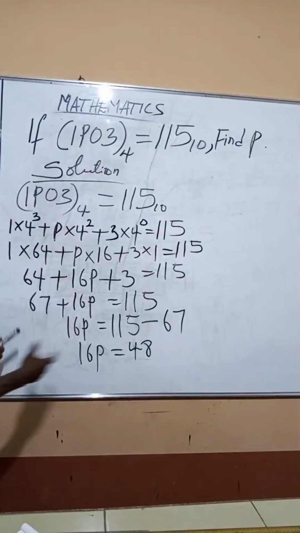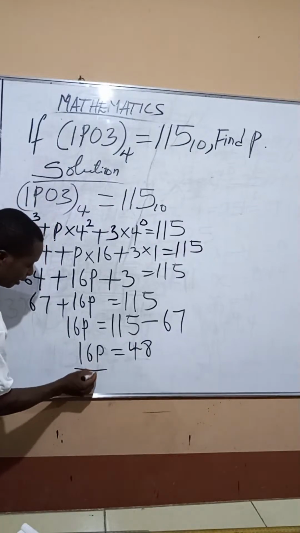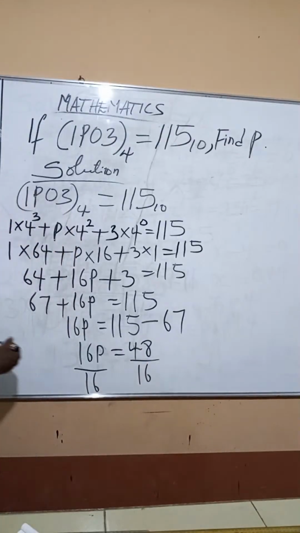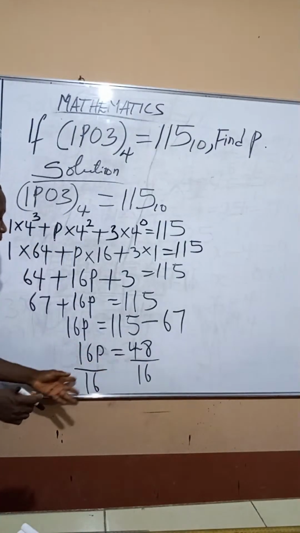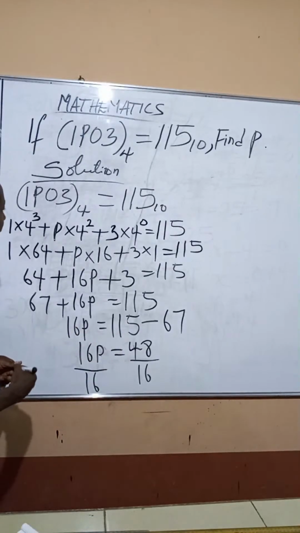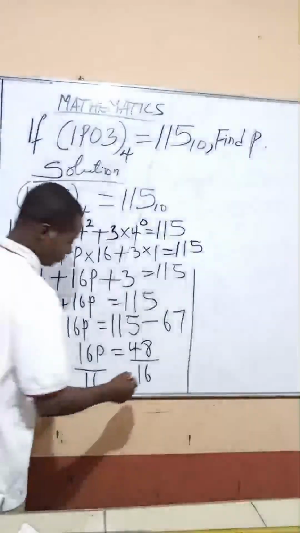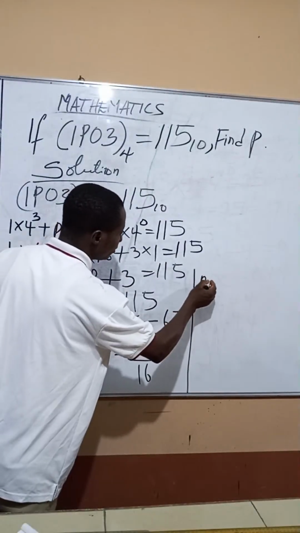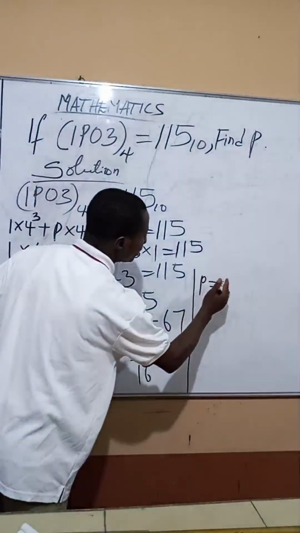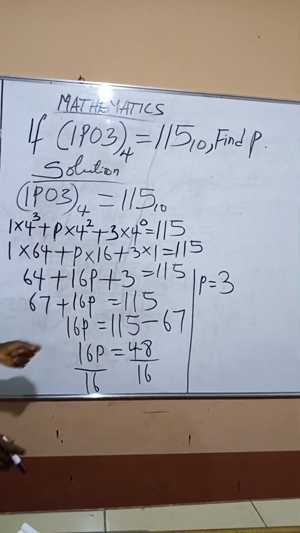Once we have this, the next thing is for us to divide by 16 at the left-hand side, and divide by 16 at the right-hand side. So what will be the value of p? It is quite obvious. We now know what the value of p will be, right? P is equal to 3. So p here will be equal to 3.